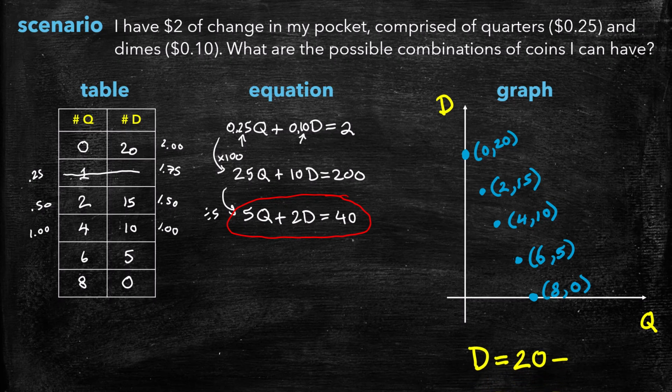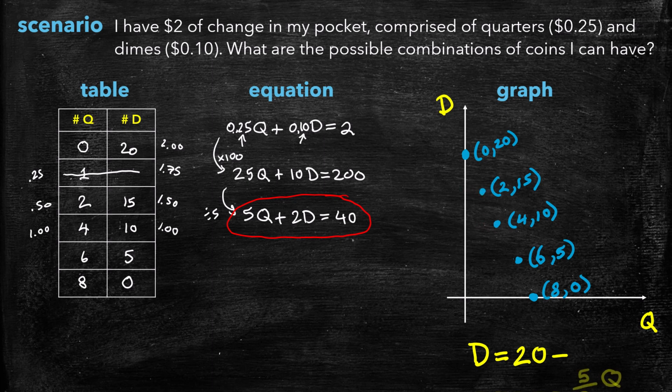But let's just say we did write it in slope-intercept form. We see the y-intercept is 20, right? So the y-intercept up there is 20. And then we see that the slope seems to go down 5, right? Every time we give up 5 dimes, we gain 2 quarters. Give up 5 dimes, gain 2 quarters.